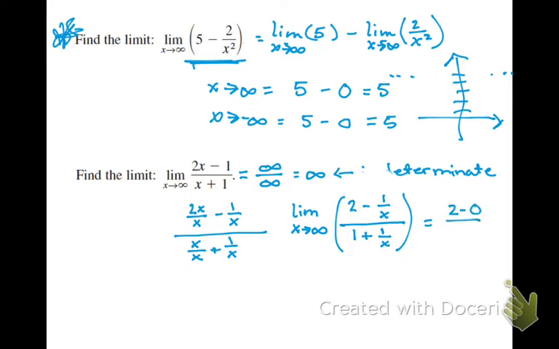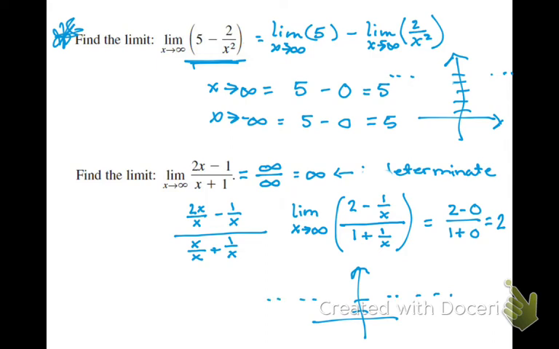And in the denominator, what do you get? 1 plus 0. So what do we get? 2. So would that change if I went to negative infinity? No, because the 2 and the 1 wouldn't change, right? So both the left and the right have a horizontal asymptote at 2.